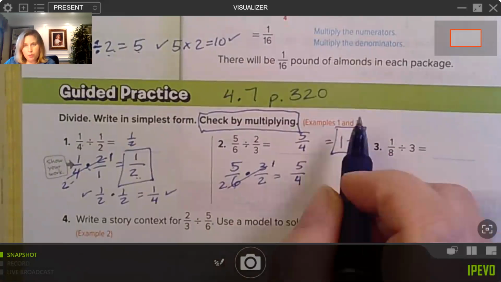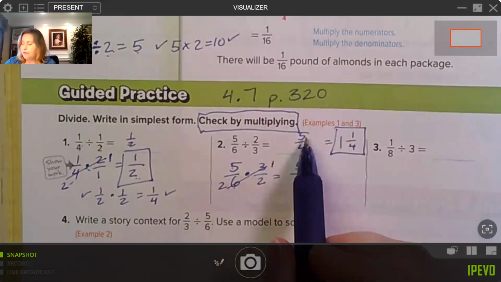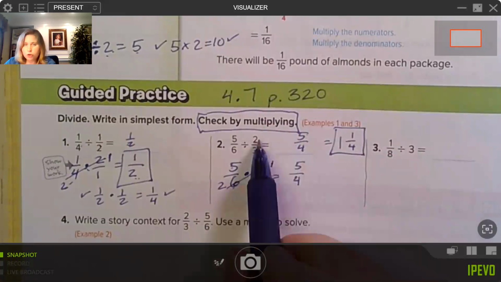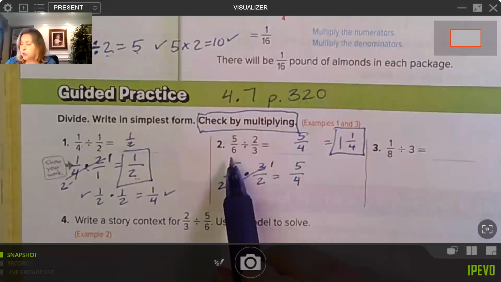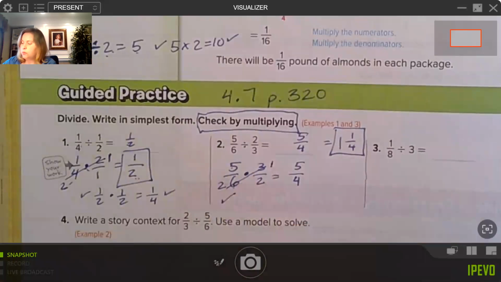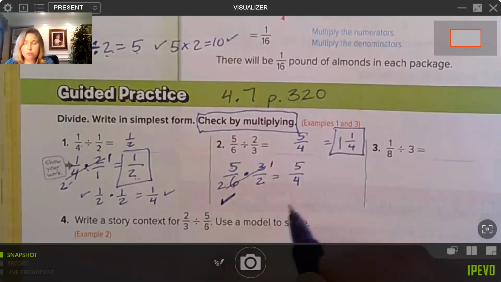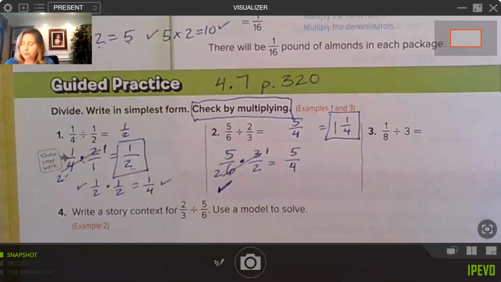But to check it with our multiplication, we'll leave it as the improper fraction. So 5/4 times 2/3 should equal 5/6. So let's check and see if we have the correct answer. So here's our check step. I always like to write a check mark so I know that's where my check step is. This is not part of the original problem. That's just my check step.